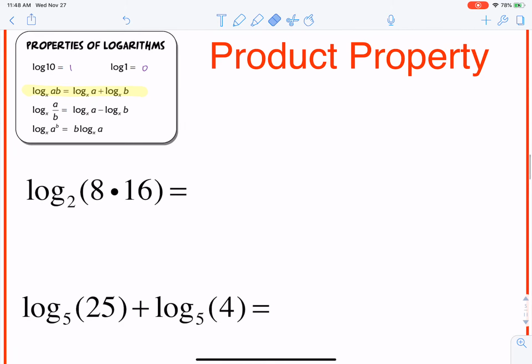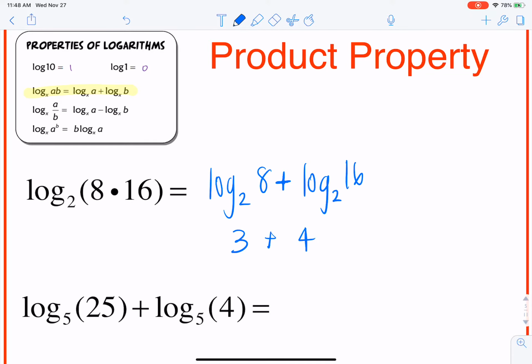So looking down here, the product property was the first one that we talked about. So if I have log base 2 of 8 times 16, I can rewrite this as log base 2 of 8 plus log base 2 of 16. And I know that log base 2 of 8 is 3, and that log base 2 of 16 is 4. So this is really equal to 7 here. But this is what I'm trying to get at, just splitting these up using these log properties.